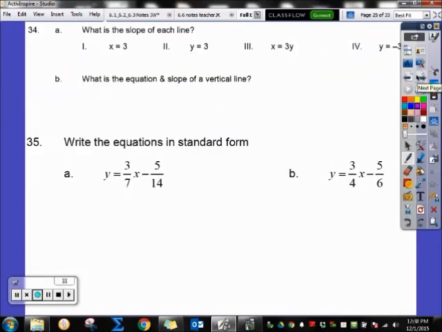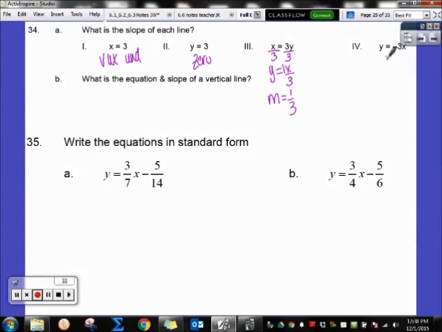For 34, the slope of each line. For 1, I hope you remember vux, and it has an undefined slope. Number 2 is hoy, so it has a 0 slope. Here you have to be careful on 3 because you cannot tell what the slope is until it is in y equals mx plus b form. So the slope of number 3 is 1/3. And then the slope of 4 is -3.